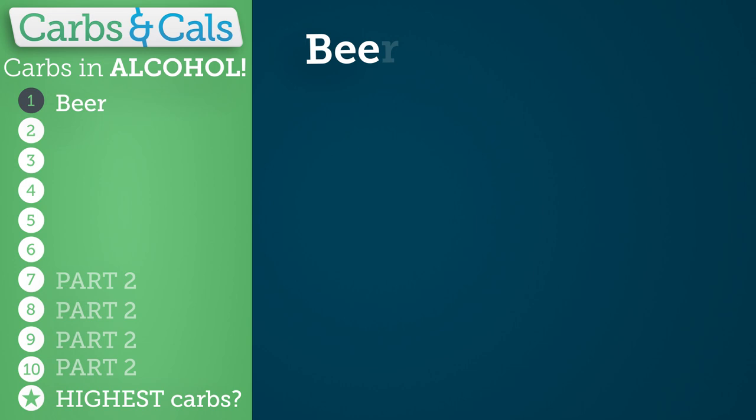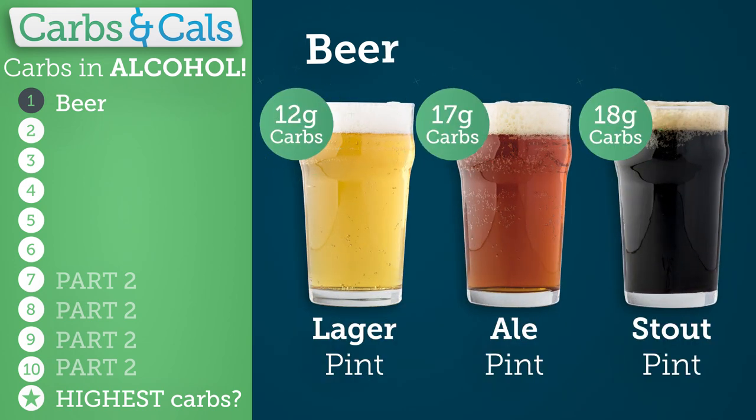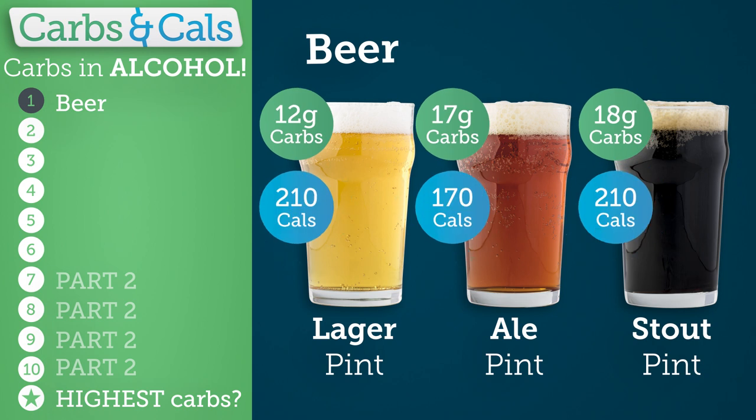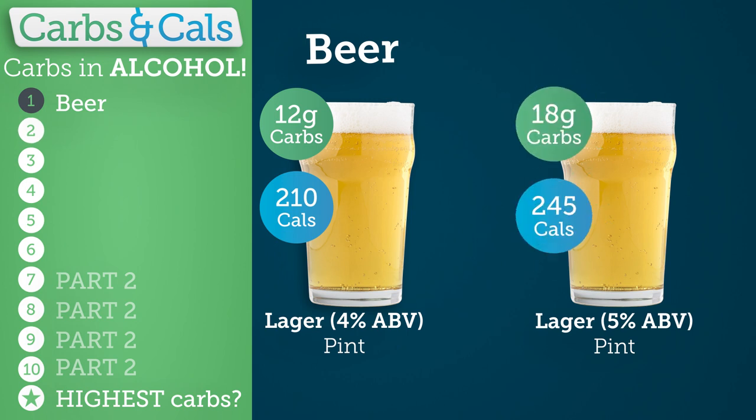A pint of lager, ale or stout with 4% alcohol has 12 to 18 grams of carbs and 170 to 210 calories. You can see here that lager has the lowest carbs per pint, but contains more calories than ale and the same as stout. A stronger 5% beer has more calories due to the extra alcohol. This 5% lager contains 18 grams of carbs and 245 calories.